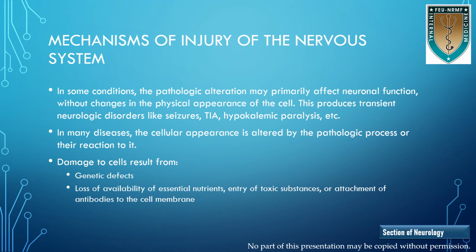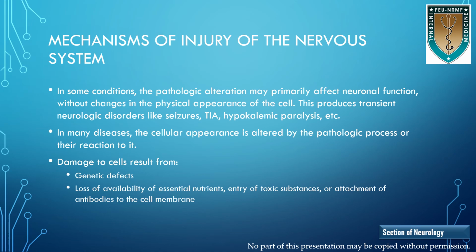Moving on, we go to the mechanisms of injury of the nervous system. In some conditions, the pathologic alteration may primarily affect neuronal function alone, without changes in physical appearance of the cell. So this produces transient neurologic disorders like seizures, TIAs, hypokalemic paralysis, etc. And in between these attacks, the nervous system is normal.